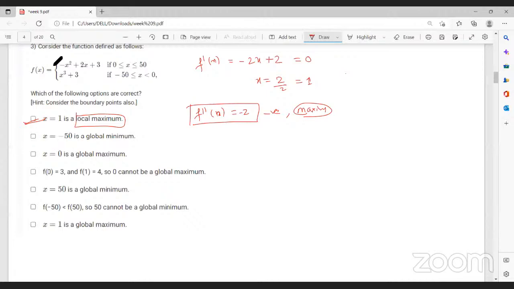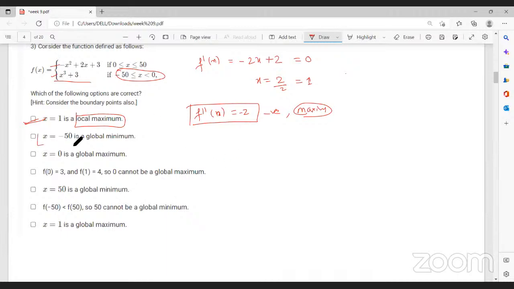x is equal to minus 50. We have to put minus 50 in that function. Which one, the first one or the second one? If it is global, we were supposed to use both, right, sir? If it is global minimum, then we were supposed to use the second one, minus 50 there. Second one, sir.